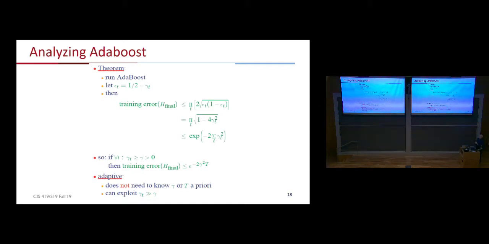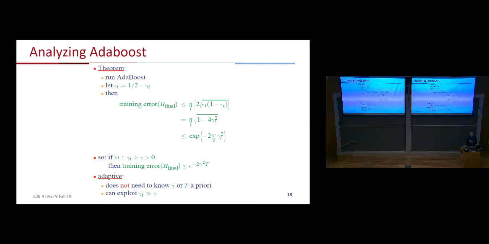And that's the theorem. Now notice that that's why it's called AdaBoost, because it's adaptive. It doesn't need to know what gamma is. It doesn't need to know what T is a priori. It has this guarantee because this gamma always exists. So the first question is, what does that mean? What does this training error bound mean to us? What's your interpretation of this? Good, bad?